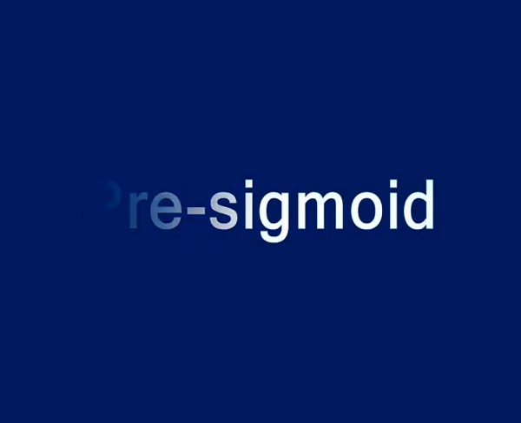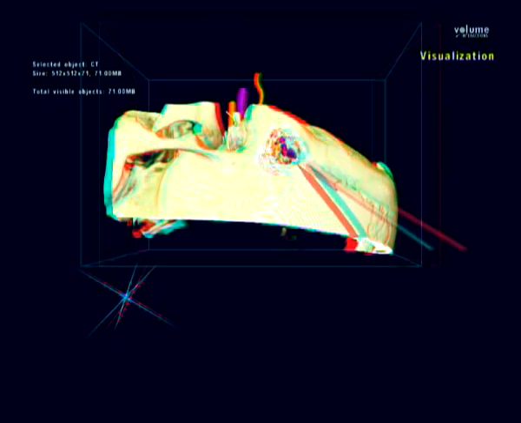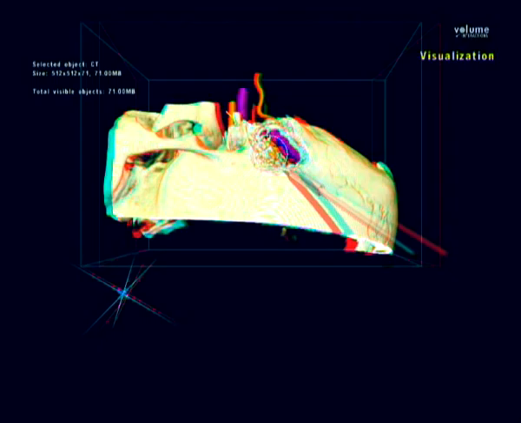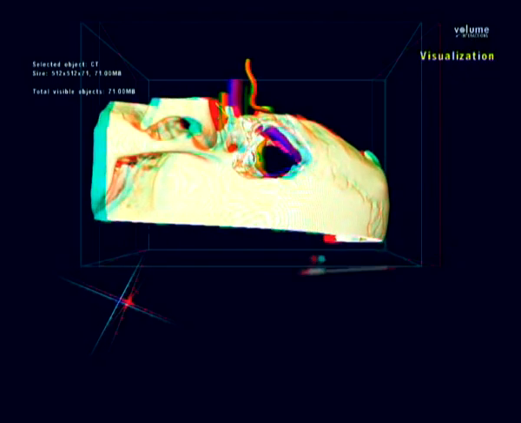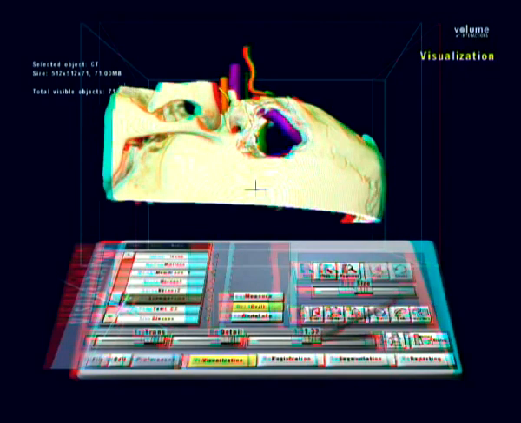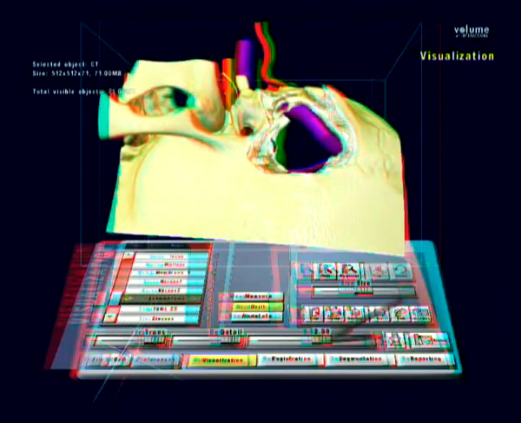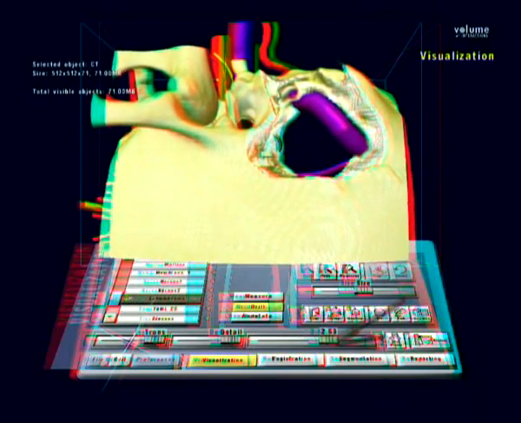For the presigmoid approaches, the petrous temporal bone is drilled on and in front of the sigmoid sinus. This drilling is done in the cancellous bone quite rapidly, and the floor of the middle fossa is also exposed. Here the bone is magnified.